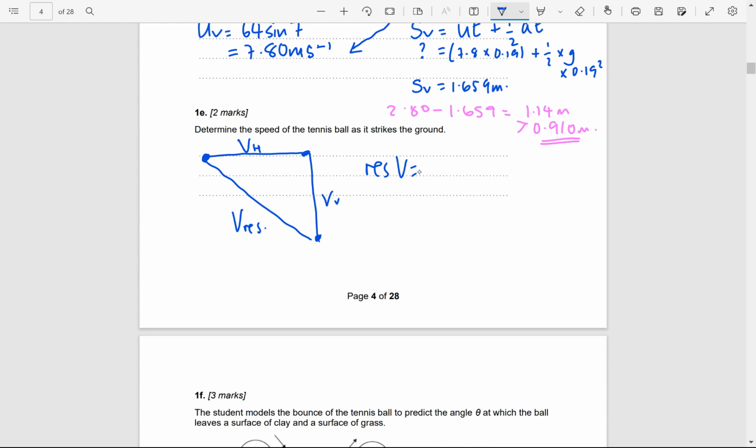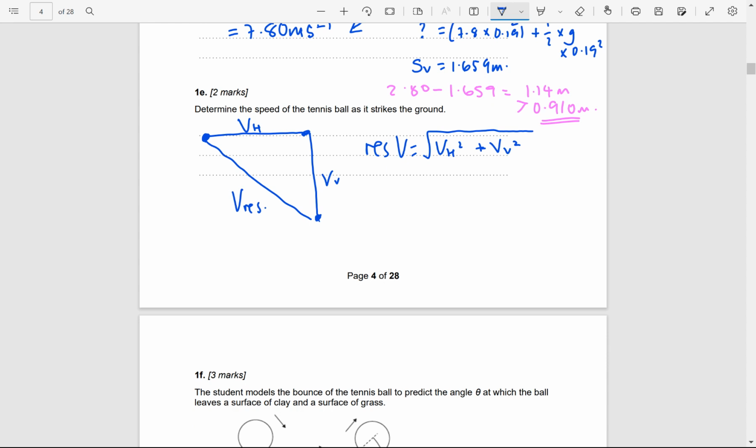So the resultant speed equals the square root of vh squared plus vv squared. And we need to know what vv is. So v squared equals u squared plus 2as.